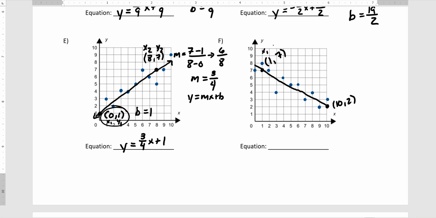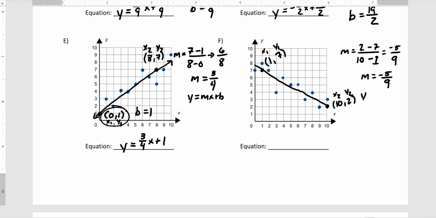So we have x1, y1, we got x2, y2. So we'll say y2, 2, minus y1, 7, over x2, 10, minus x1, 1. 2 minus 7 is negative 5. 10 minus 1 is 9. So I found a slope of negative 5 over 9.